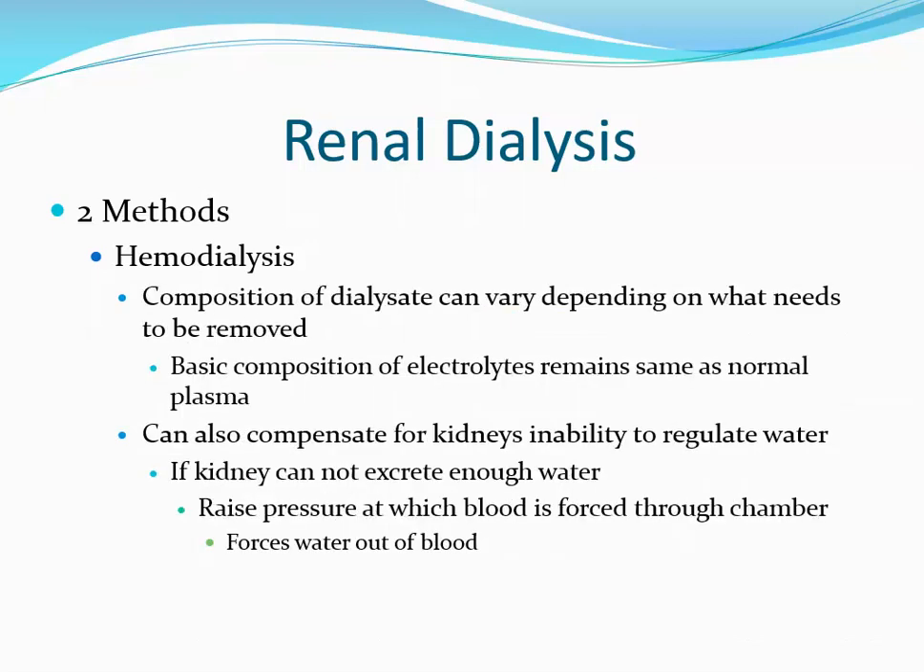The composition of the dialysate can vary depending on what needs to be removed from the patient's blood, but the basic composition of electrolytes usually remains the same as normal plasma. One can also compensate for the kidney's inability to regulate water. For example, if the kidneys cannot excrete enough water, all one needs to do is raise the pressure at which blood is forced through the chamber, and this will force water out of the blood.